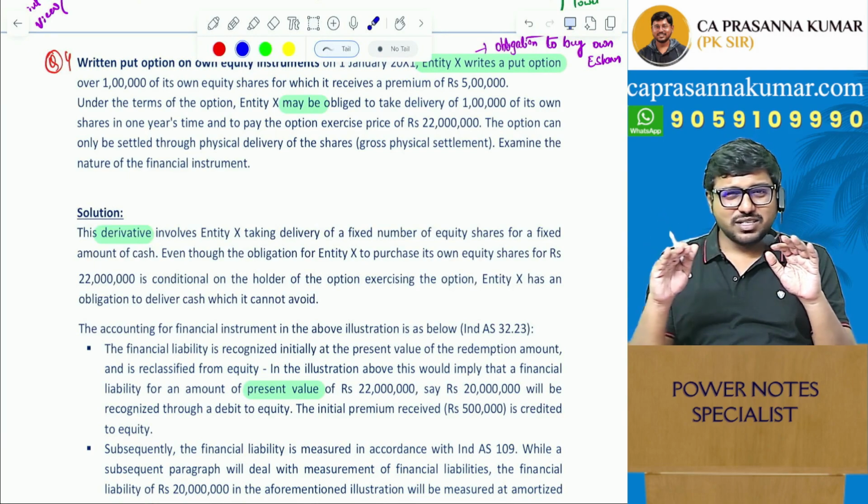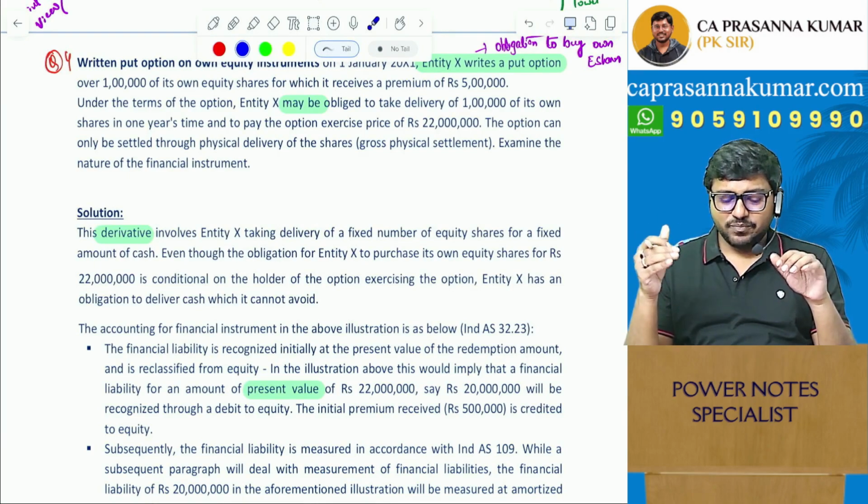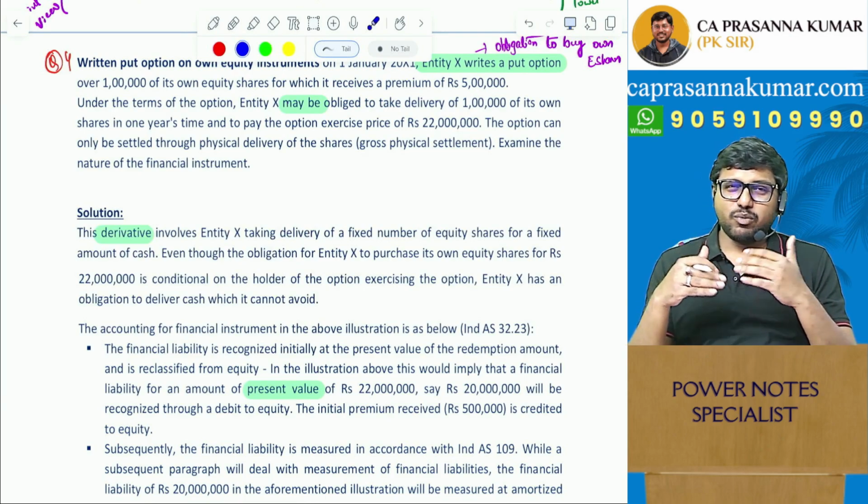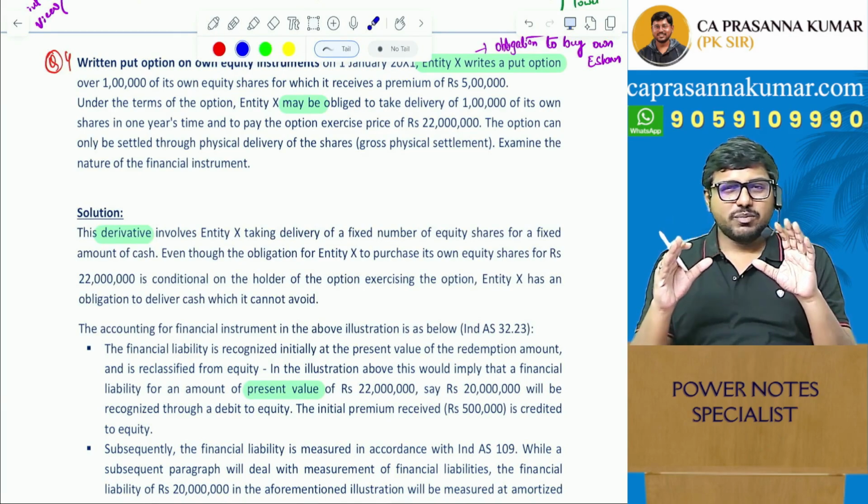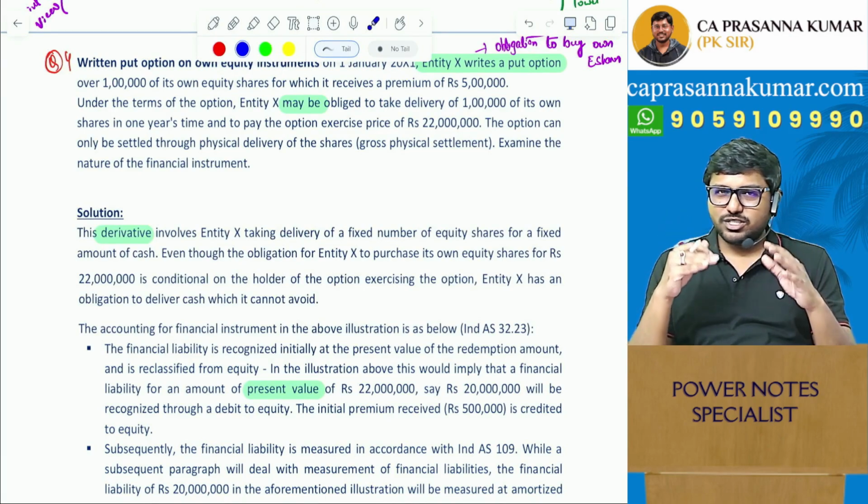Right now, we did not discuss accounting treatment. Later, we'll see. But in this question, there is a portion of that as well. So 50% you will understand, 50% you will not understand. So adjust with me, okay?